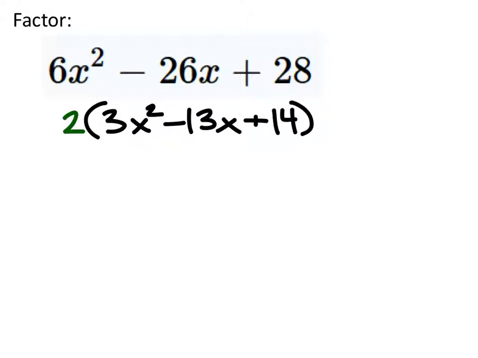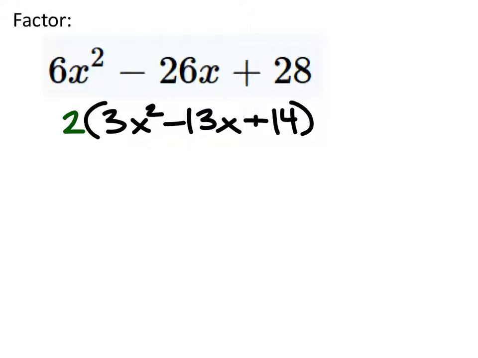Now I'm looking at smaller numbers, which may be even easier to see if there's something that can be factored out of that, which there is not. Because, well, that's a negative 13, which would be prime. And 14 is not factorable by 3 as well. In any case, I factored out a 2. And now I've got this other trinomial that I need to factor.